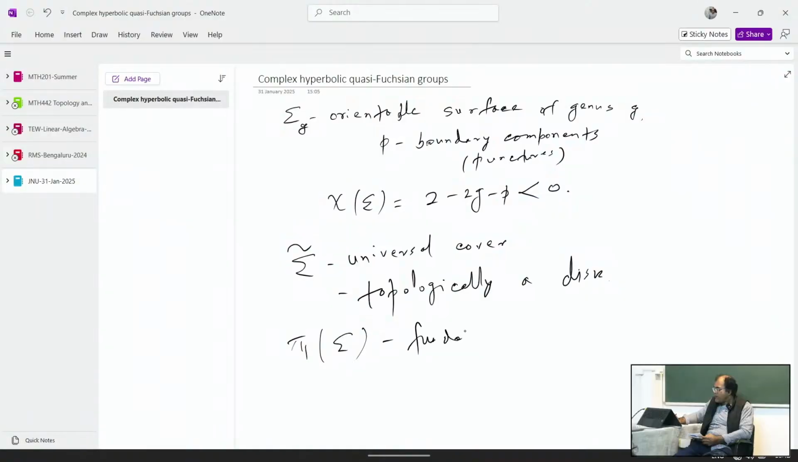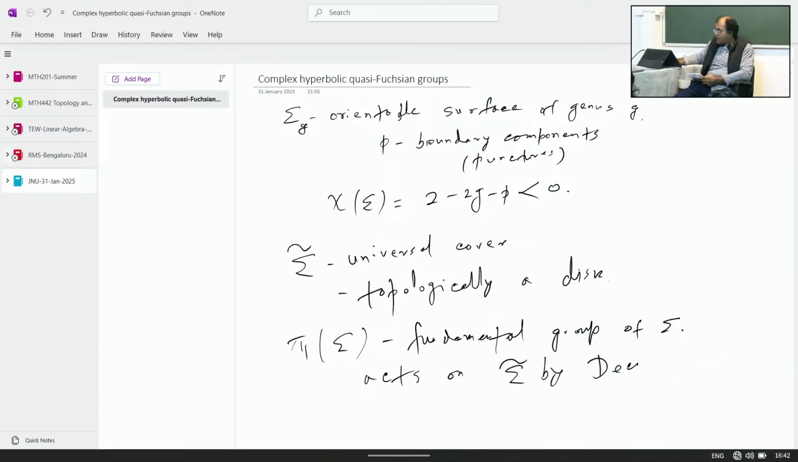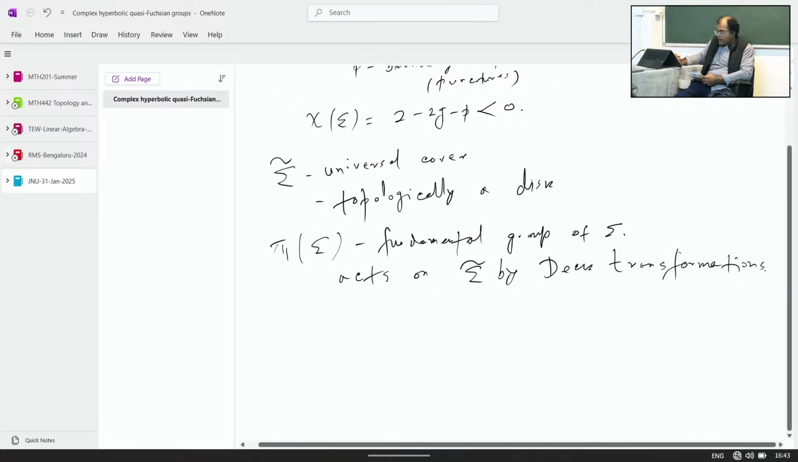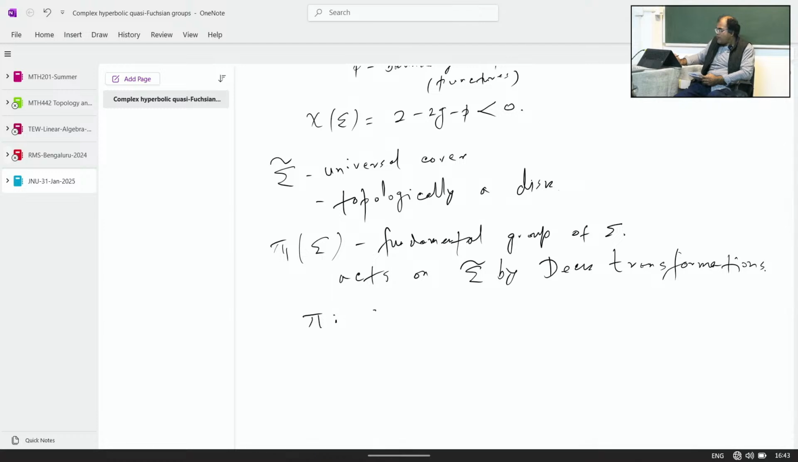Okay. And pi 1 of sigma, the fundamental group, acts on sigma tilde by deck transformations. Fine? Yeah. So now, okay, I am using a bad notation. This is the projection map. You should not confuse it with the fundamental group. This is projection. I can call it some other notation also. Maybe call it P, if you want.